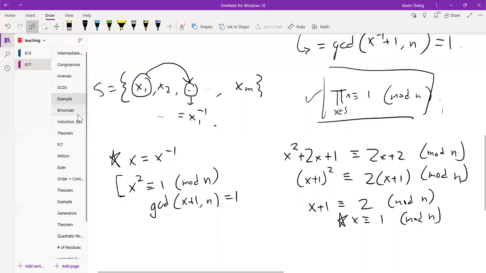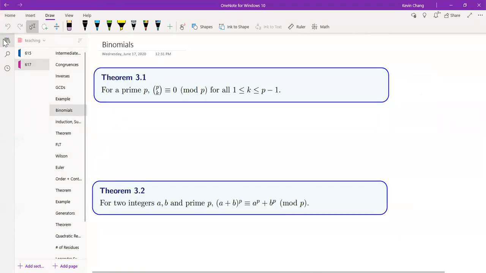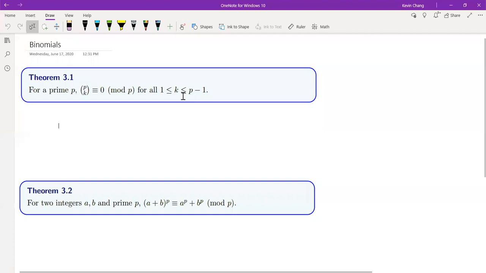So now we're going to move on to theorems again. We have a lot of content to cover, and I don't think we're going to cover everything. So if you do have time and you want to learn more about higher level number theory, I really recommend looking at the handout I wrote.